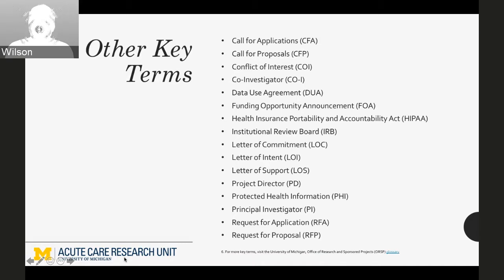For additional key terms, you may visit the University of Michigan Office of Research and Sponsored Projects glossary.